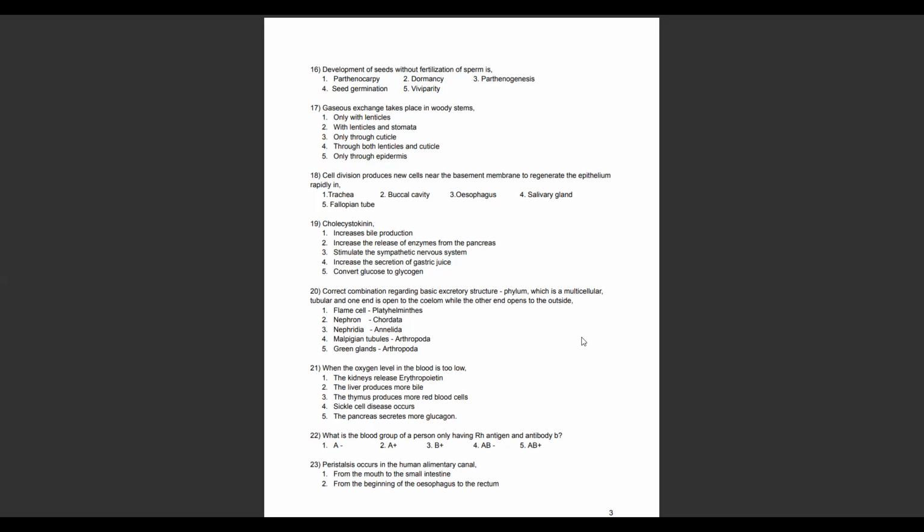Now, if we come to CCK, there are two hormones, CCK and then secretin. Here they're asking about CCK, cholecystokinin. It triggers the release of bile from the gallbladder, right? It does not increase bile production. It triggers the release of bile from the gallbladder and also digestive enzymes from the pancreas. So here the answer should be the second answer.